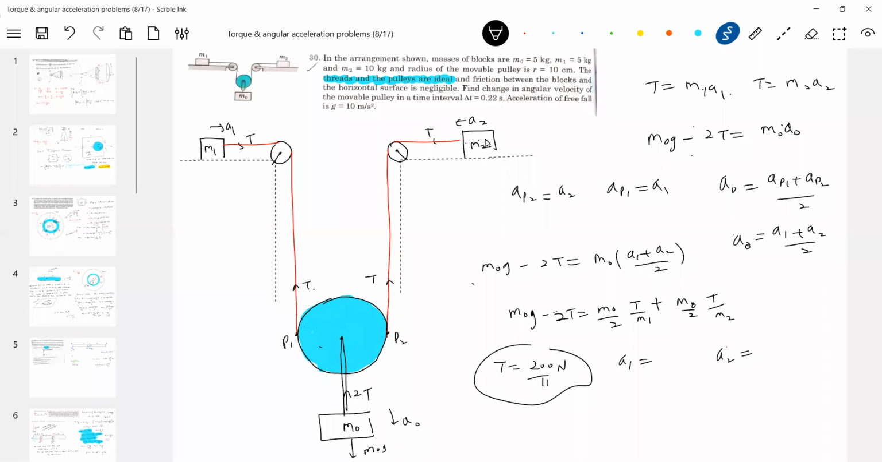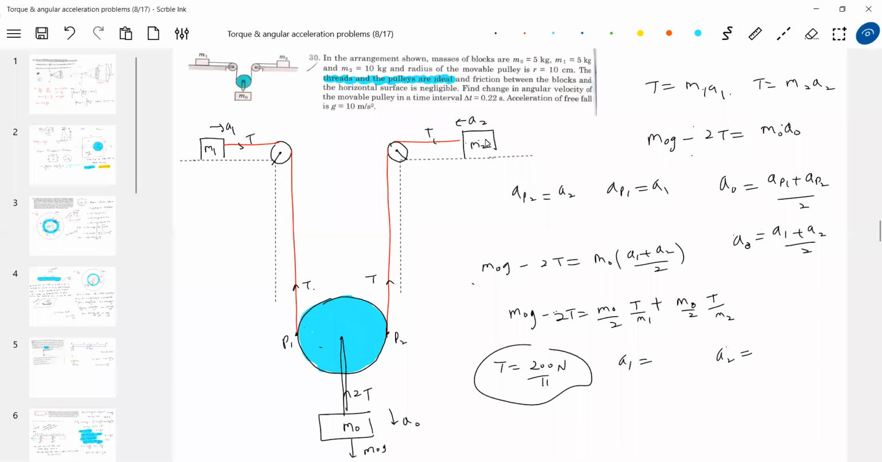But how to get angular velocity? From where should that angular velocity be brought? After getting this tension, I'm going to substitute in these equations and I'll get A1 and A2. Okay, now let's look at the pulley. What is the state of the pulley here?